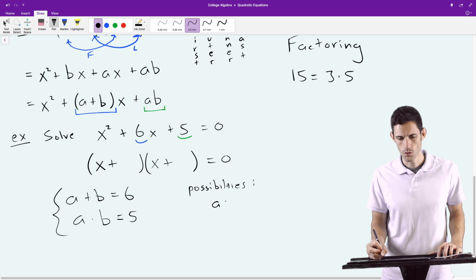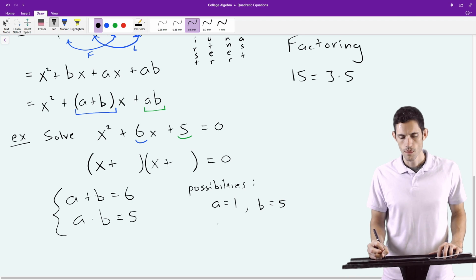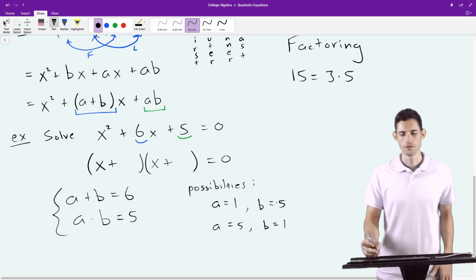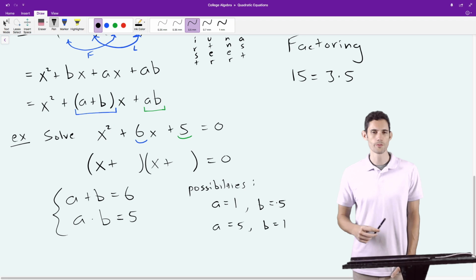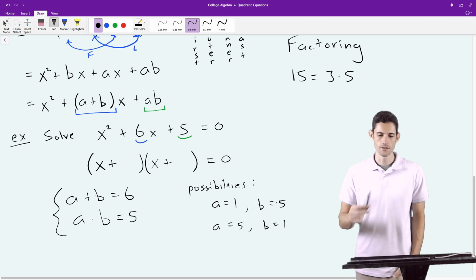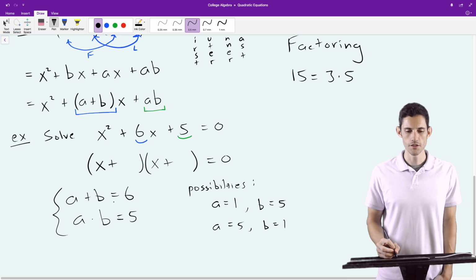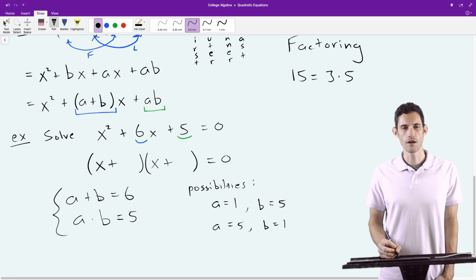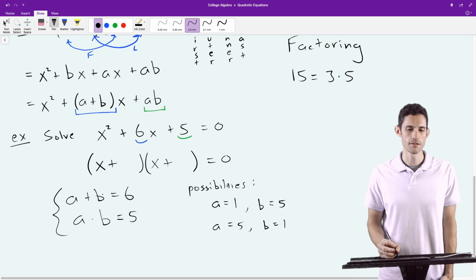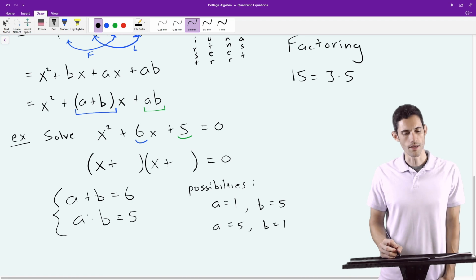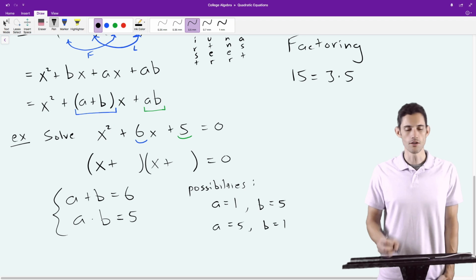So let's do A is 1 and B is 5. Or I could say A is 5 and B is 1. Now look at this for a second. I just guessed the same two numbers but in a different order. But if you look at the conditions here, A plus B, it doesn't matter if I do A plus B or B plus A, it's the same. And it doesn't matter if I write A times B or B times A, that's also the same.